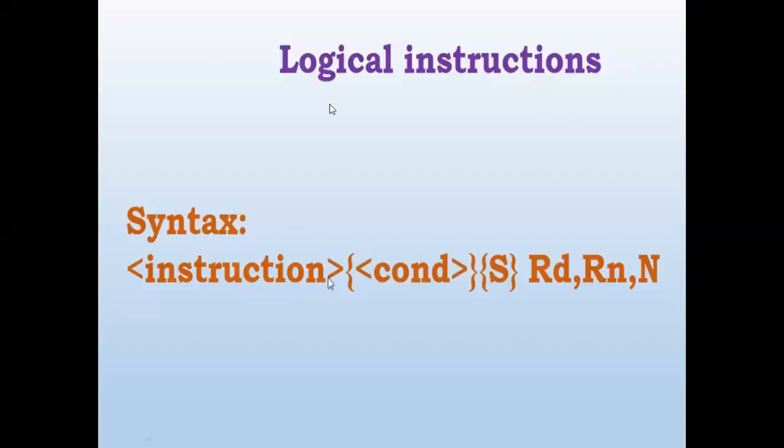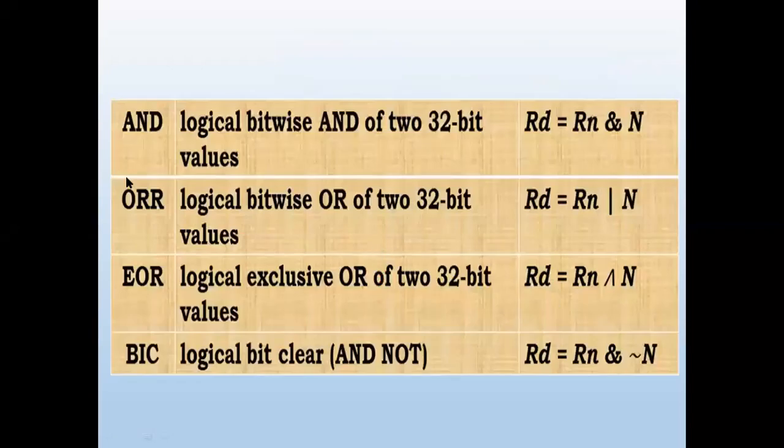So, logical instructions. This is the syntax. This is the instruction condition, and the S bit decides whether it will update the flags in the register. This is the destination register, and these two are the source registers. Coming to the logical instructions, you have the AND instruction.